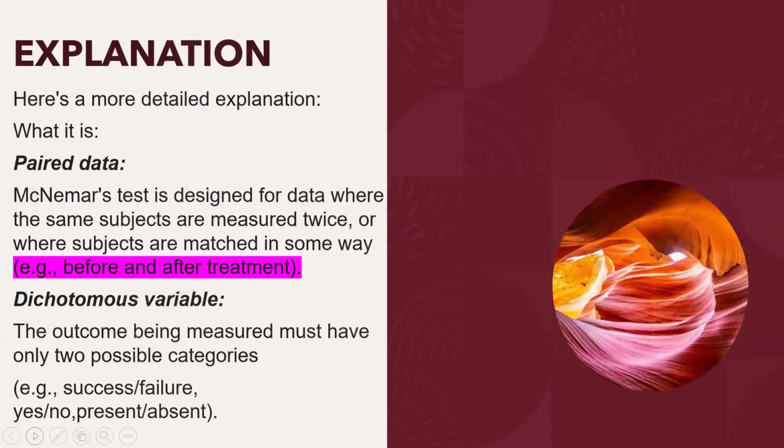So here's a brief explanation in which we are going to see what McNemar's test is and what it means. It's used on paired data. It is designed for data where the same subjects are measured twice or where subjects are matched in some way, for example, before and after treatment. Dichotomous variables should be there. The outcome being measured must have only two possible categories, for example, success or failure, yes or no, present or absent.